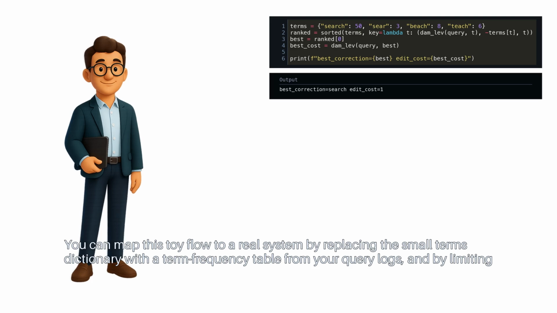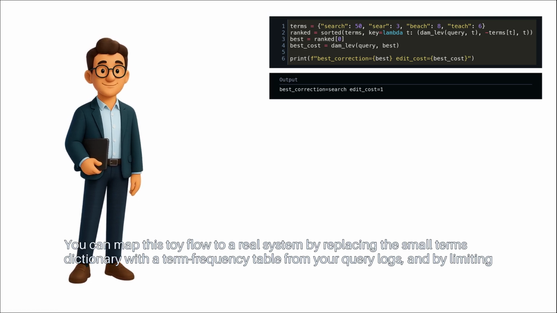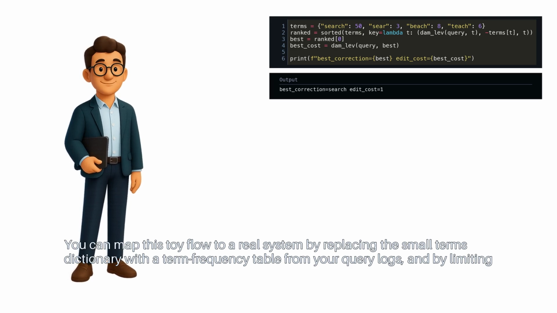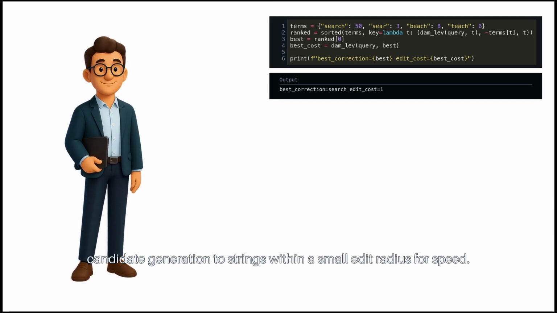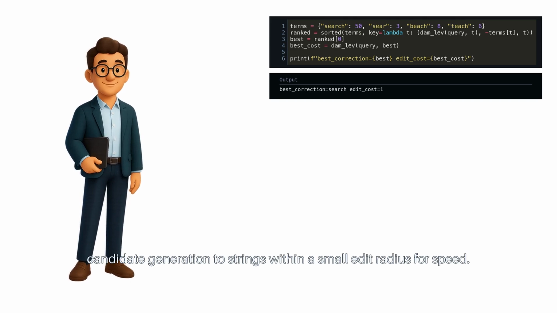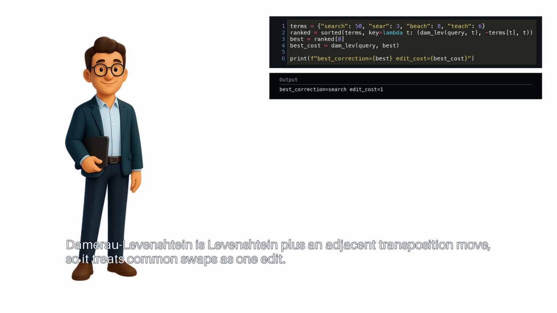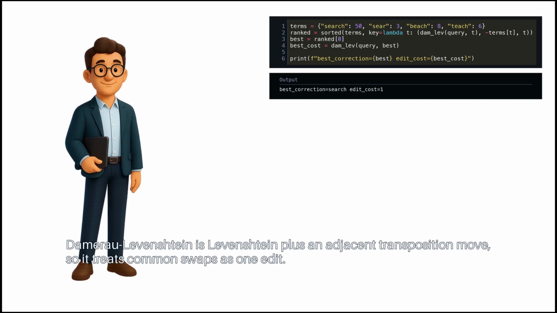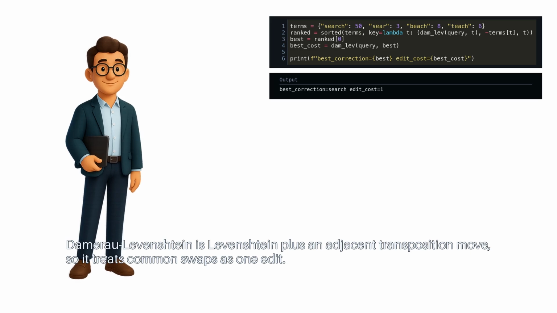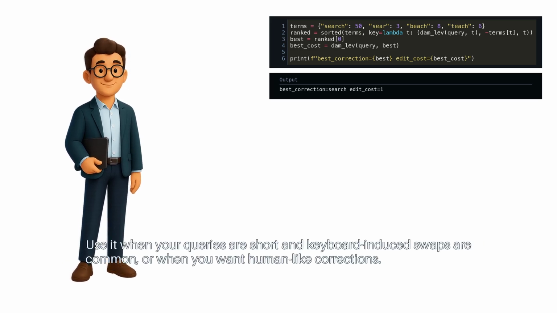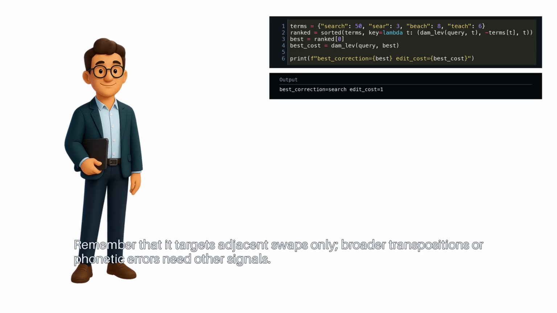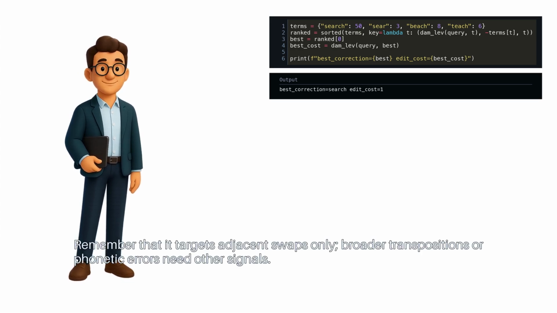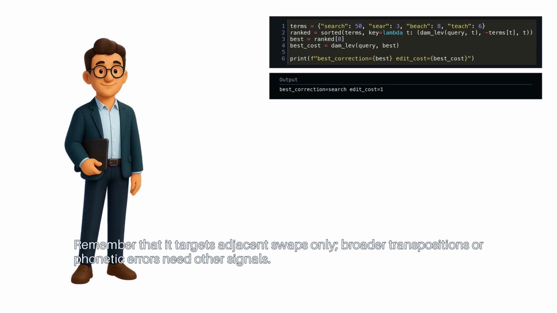You can map this toy flow to a real system by replacing the small terms dictionary with a term frequency table from your query logs, and by limiting candidate generation to strings within a small edit radius for speed. Three short points. Damerau-Levenshtein is Levenshtein plus an adjacent transposition move, so it treats common swaps as one edit. Use it when your queries are short and keyboard-induced swaps are common, or when you want human-like corrections. Remember that it targets adjacent swaps only. Broader transpositions or phonetic errors need other signals.